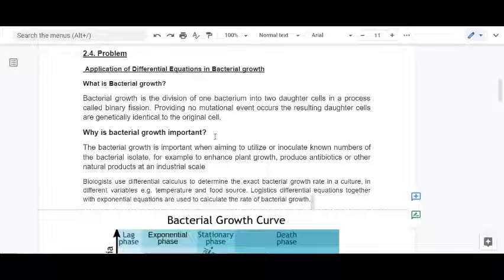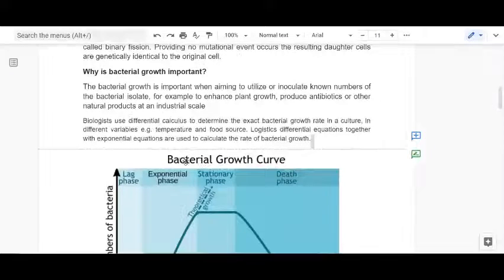We need to talk about bacterial growth because in a microbiology company they need to use calculus for calculating the number of bacteria and the time, so they can get the exact number of bacteria. So this is the bacteria curve. But before we go into the bacteria curve, the produced bacteria are used in different areas, like in medicine, in producing antibiotics, in plant growth, or other natural products at an industrial scale.